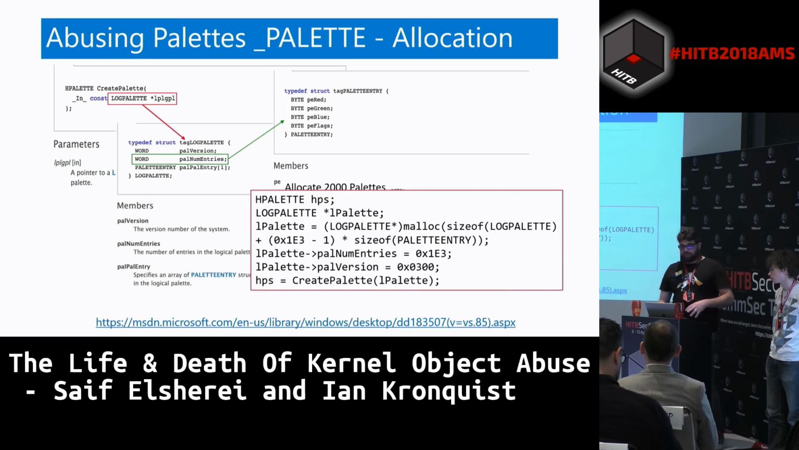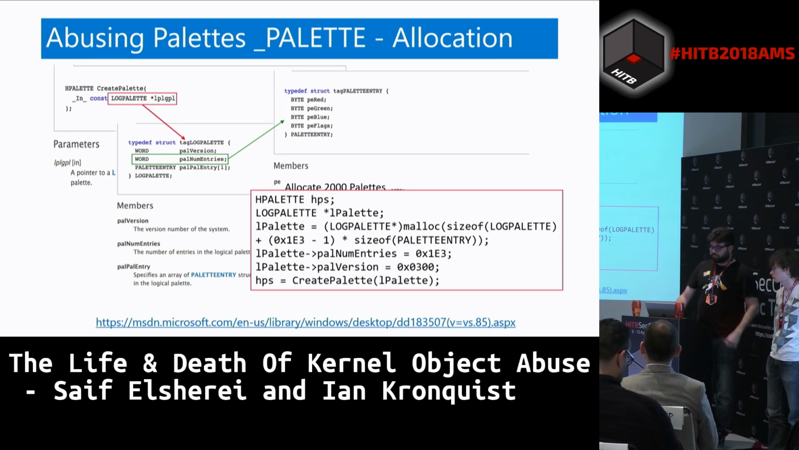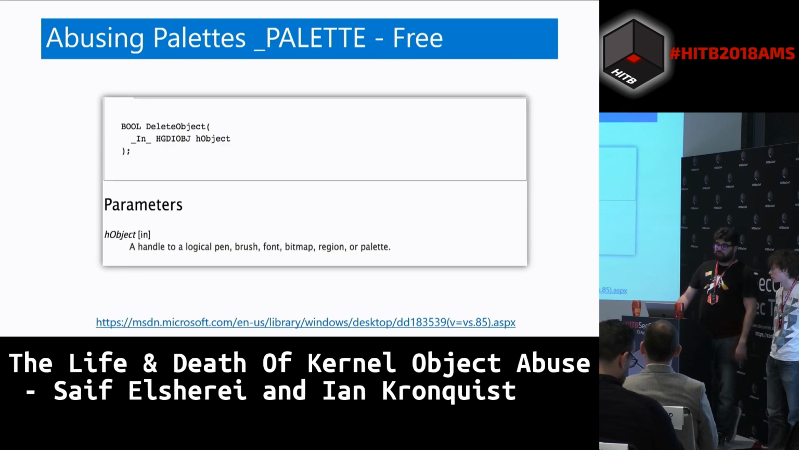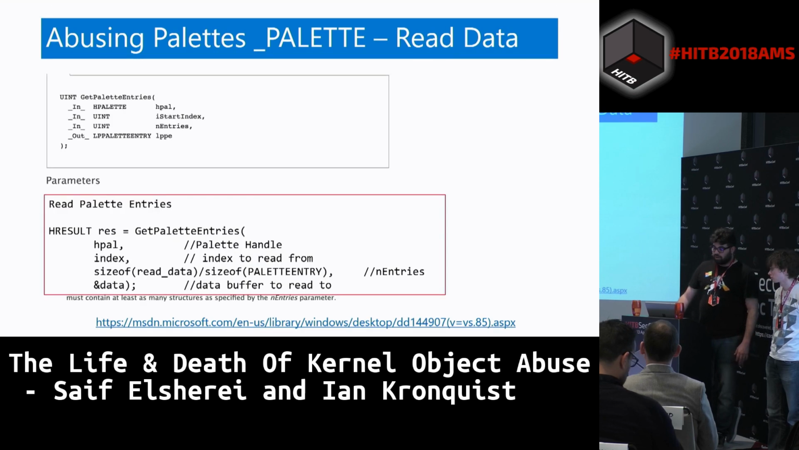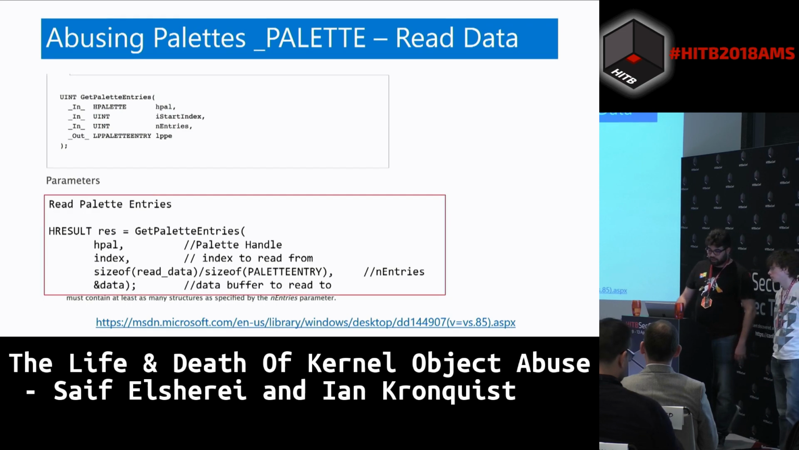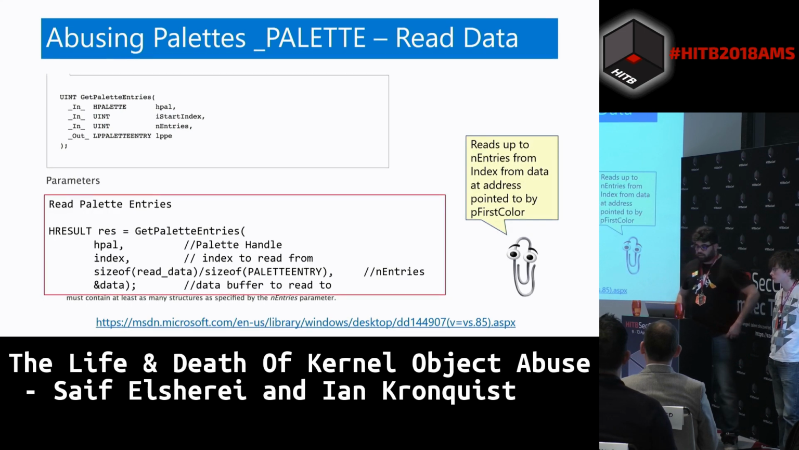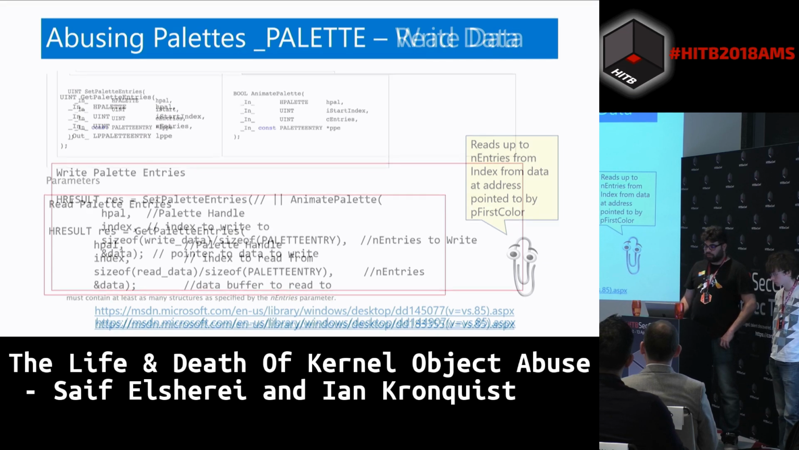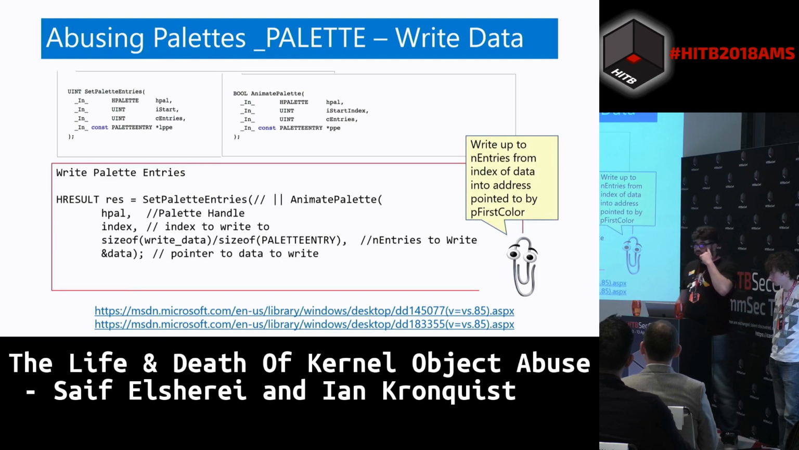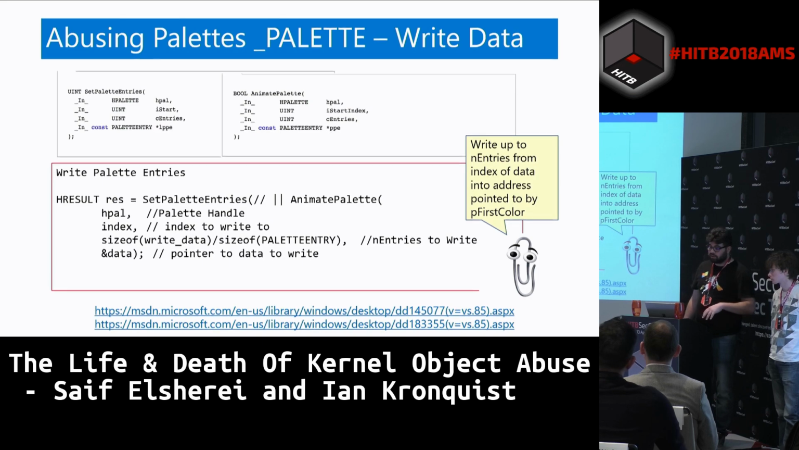So this is how in code you can allocate a palette into kernel memory from user mode. You can also free palettes using DeleteObject. You can read data from a palette using the GetPaletteEntries function, and that will read up to n entries starting from a specific index from the data that is pointed to by the address of pFirstColor. And we can write data. There are actually two functions that can be used to write data to palettes: SetPaletteEntries and AnimatePalette. These functions will write up to n entries from a specific index into the data that is pointed to by the pFirstColor pointer.